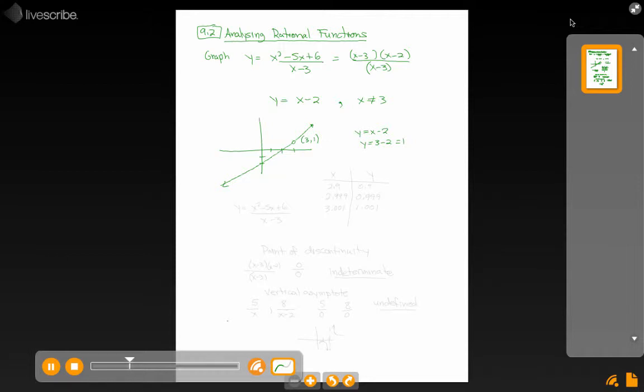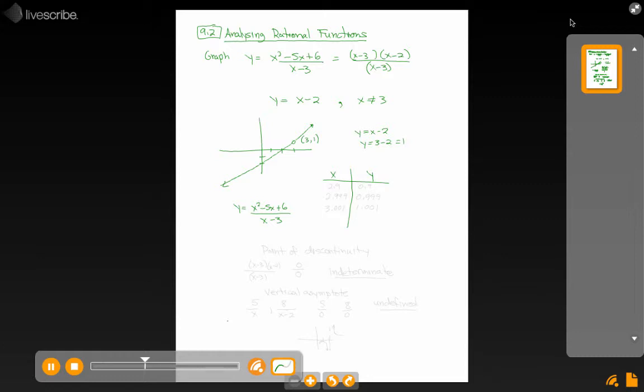There are a number of ways to take a look at this point of discontinuity and talk about the behavior near this non-permissible value. One way is to look at your x and y values and make a table of values. I can't put 3 into the original function. If I take the original function, y equals x squared minus 5x plus 6 over x minus 3, and put in 3, I end up with 0 divided by 0. You can try 0 divided by 0 on your calculator if you like, but it'll say error, you can't do it.